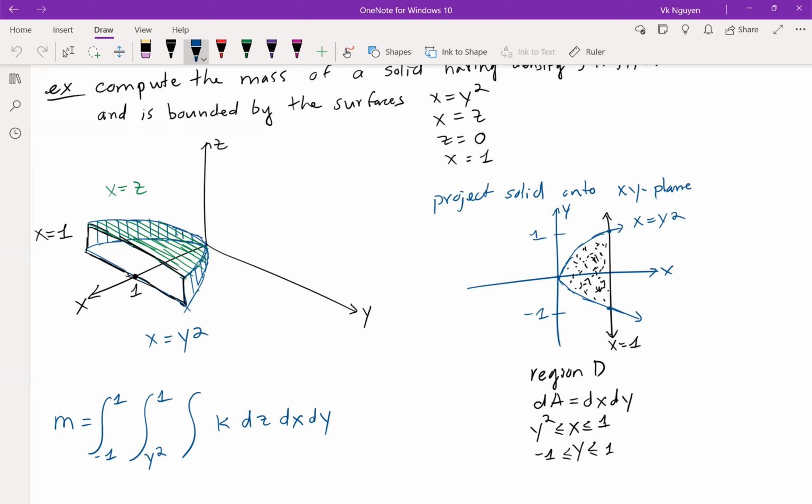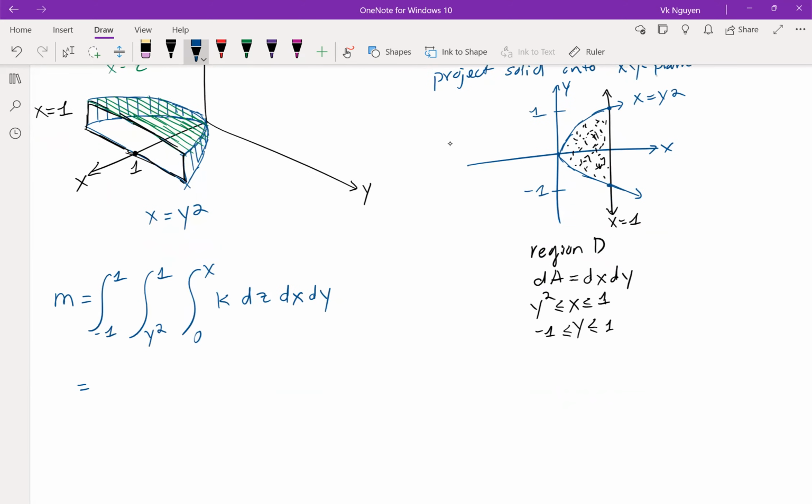Z, anybody? 0 to x. Yep, but we can work it out because it is not that bad. So I'm going to move the k outside, and this is just k, right? No, it's just x in here, dx dy.